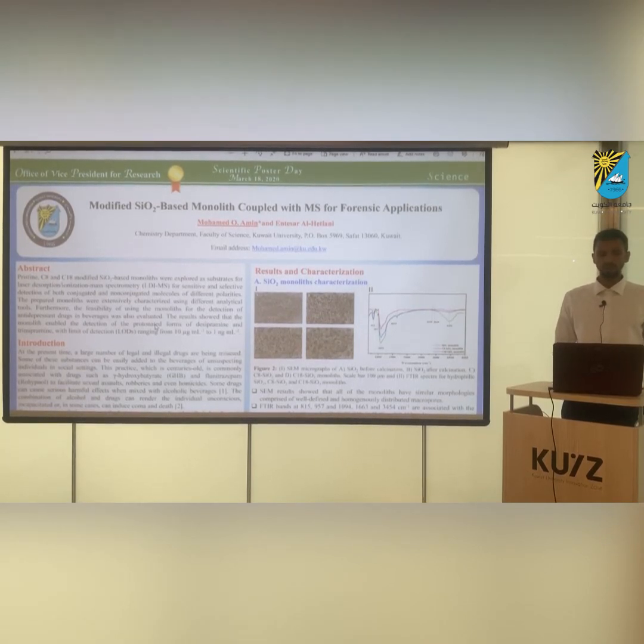One of the limitations of LDI-MS is the selectivity towards a particular analyte. So if you have a mixture of analytes in a solution, it will detect all the analytes with different degrees of sensitivity, but it will not show any selectivity towards any particular analyte.